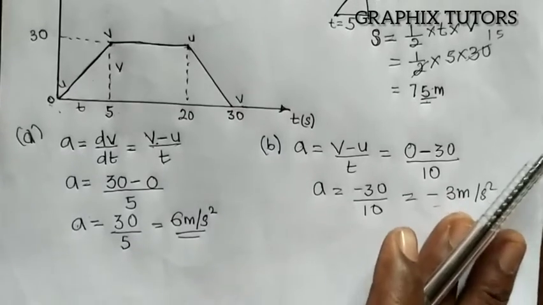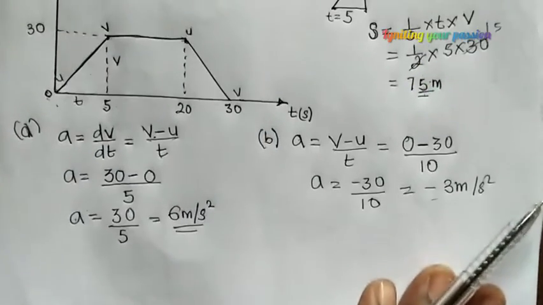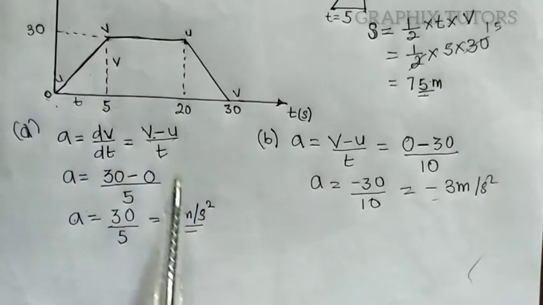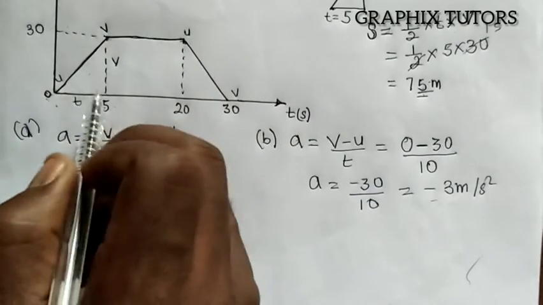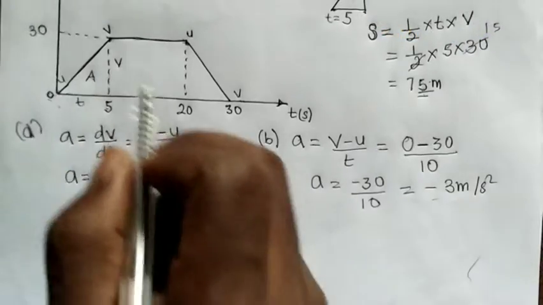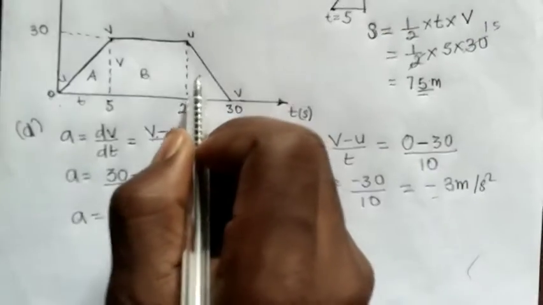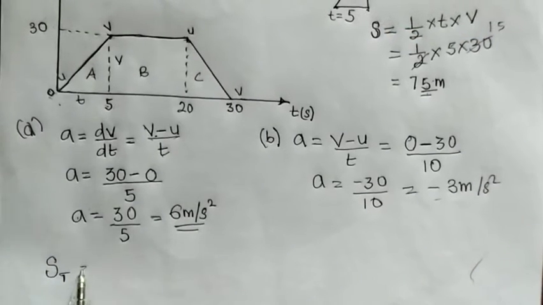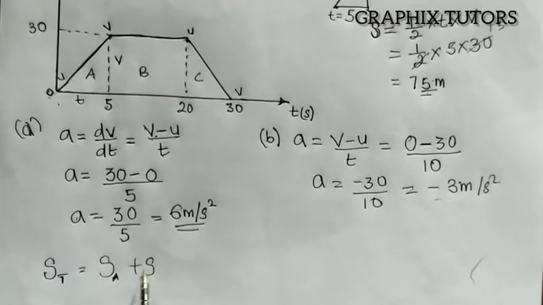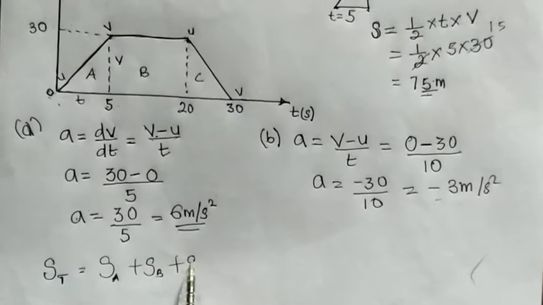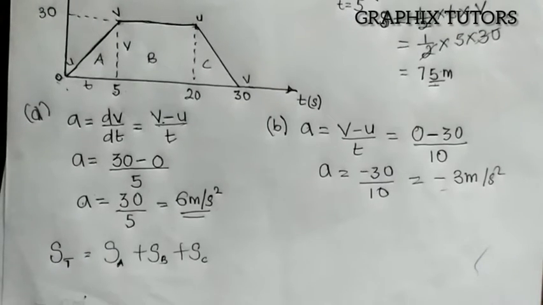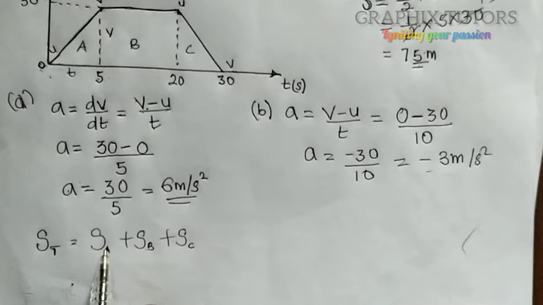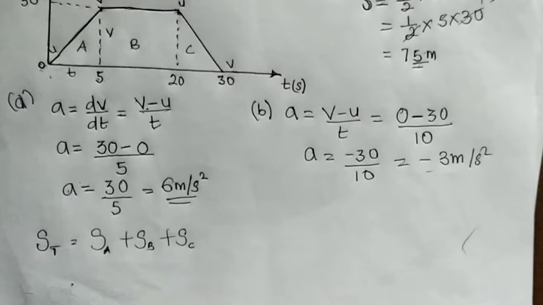Now if you look at it again, we are told to calculate the total distance traveled. Now the total distance traveled here is the addition of the distance in each stage. We say the first stage 0 to 5 is stage A, 5 to 20 is stage B, 20 to 30 is stage C. So our total distance x is equal to the distance at stage A plus the distance at stage B plus the distance at stage C, or we say the displacement, right? So from here we already know that at stage A, let's just do that.